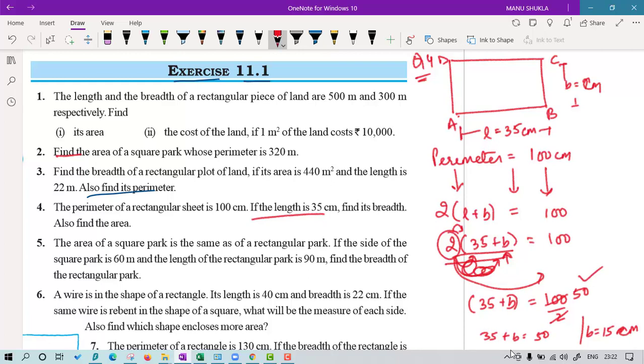Now find the area. Very simple. Now you have length, now you have breadth. Area is given by length into breadth and that will be your answer. You can find on your own.